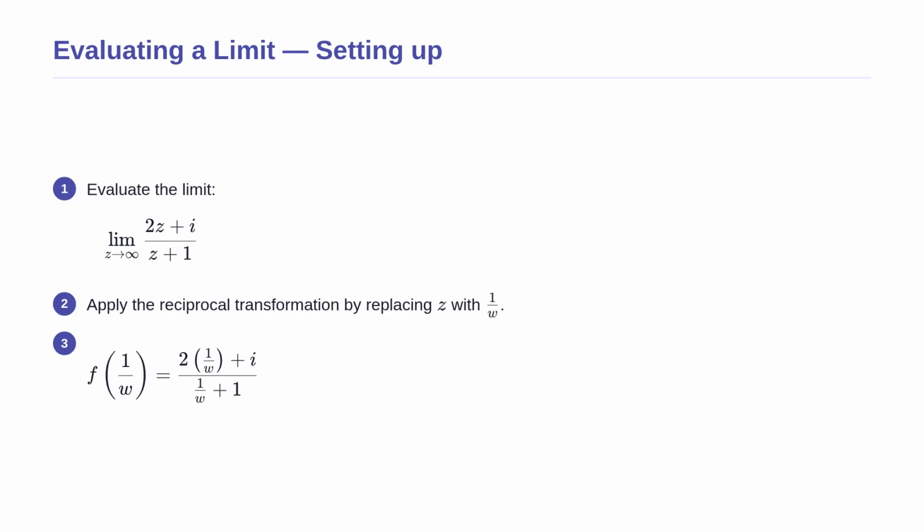To solve this, we will use our first rule, the reciprocal transformation. We will replace every instance of z with 1 over w. Then, instead of trying to calculate what happens when z gets massive, we will simply calculate what happens when w shrinks to 0. This transforms a confusing infinity problem into a straightforward algebra problem.